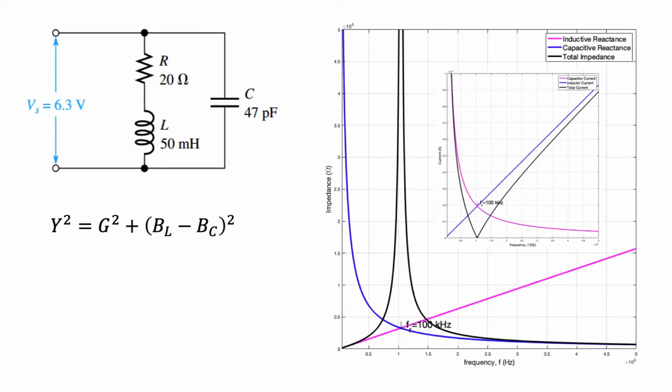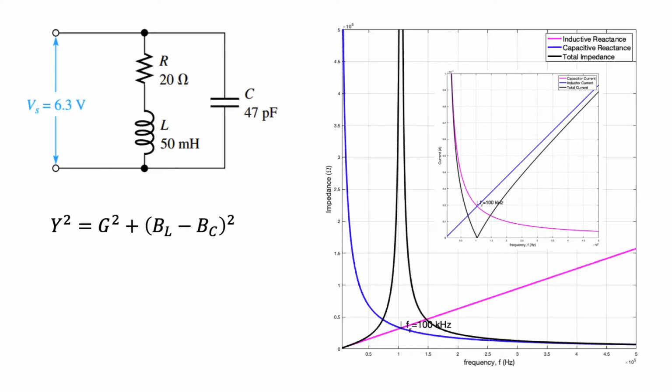Let's consider this circuit as an example. Furthermore, let's consider the ideal case and ignore the resistance for now. The admittance is given by the following equation, where G is equal to 1 over R, B sub L is equal to 1 over X sub L, and B sub C is equal to 1 over X sub C, and Y is equal to 1 over Z. Since we are ignoring R for now, we also ignore G so that the admittance is purely due to the susceptances.